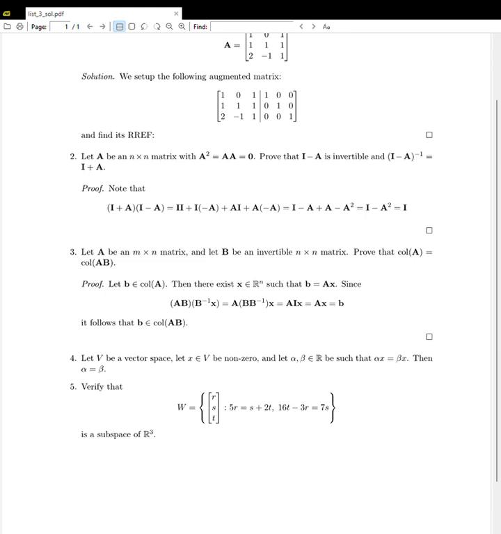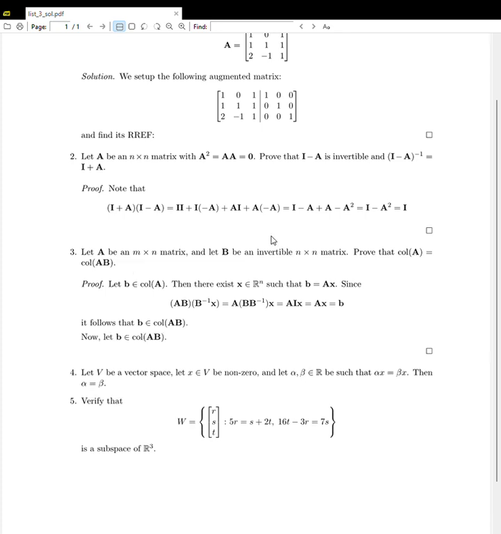All right, but the proof's not over, because now you have to do the reverse inclusion. So now you will let b be an element of the column space of A times B and prove that b has to belong to the column space of A, and I will leave that for you to finish.